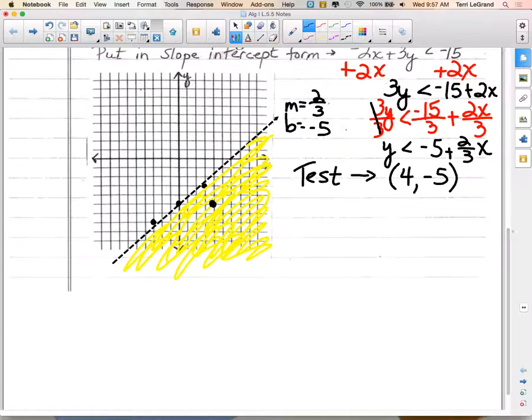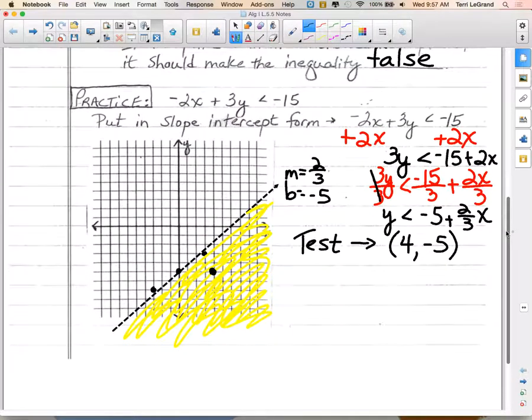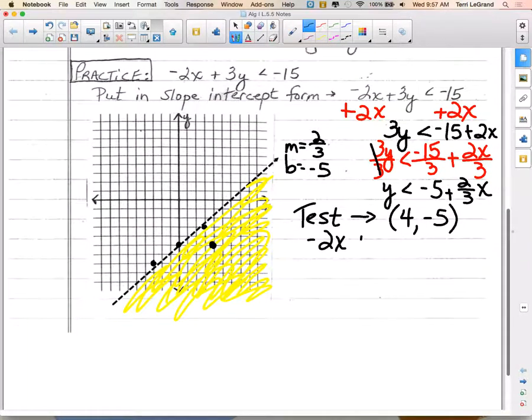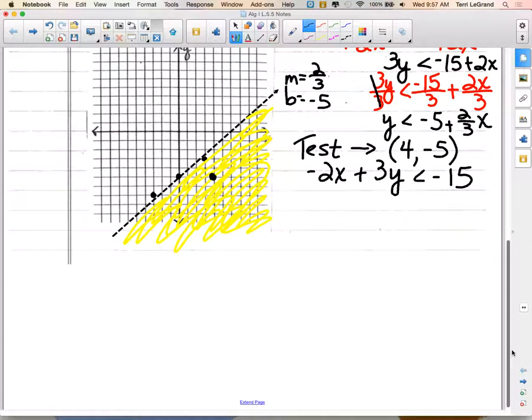Now, when you test it, hear me on this, you cannot test it in your renamed inequality, the one we used for graphing. You need to go back and test it in the original, just like we check problems in the original. So we're going to go and see it was negative 2x to start with, plus 3y is less than negative 15. That was its original state. We will substitute in our 4 for x, our negative 5 for y, and we will simplify down without our calculators.